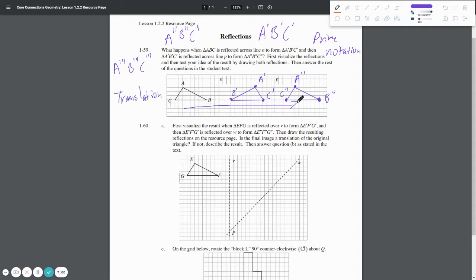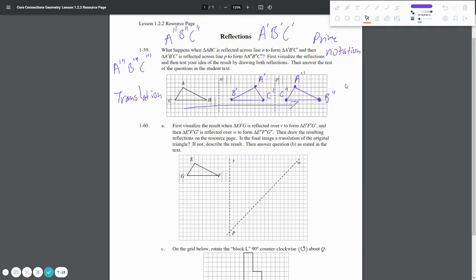And then it also says that in part C. So again, this is a translation. We're moving the triangle and we're just moving it in a certain direction, whether we move it right, left, up, down. So that's what a translation is. Okay.